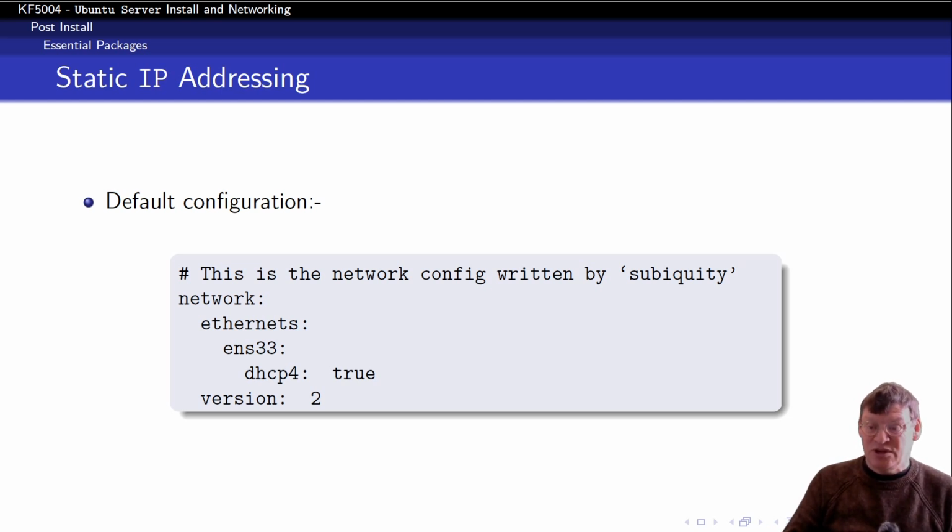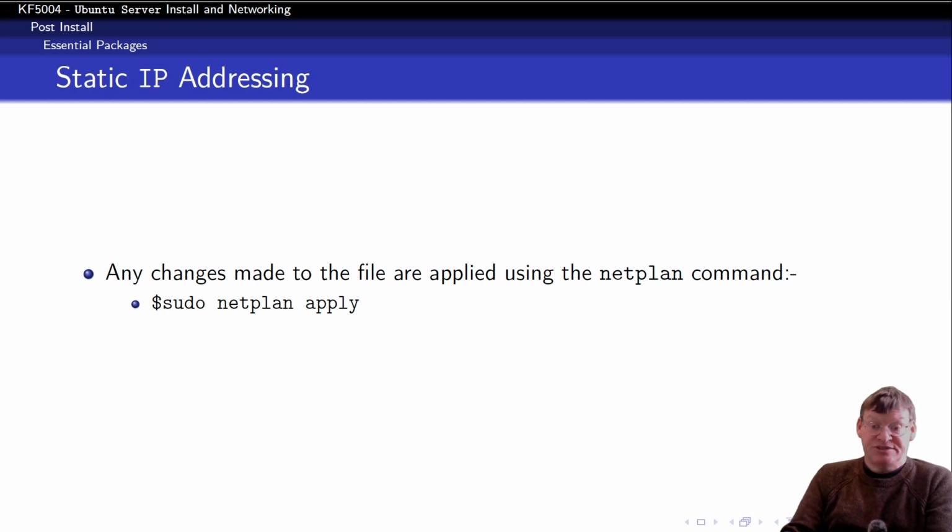What I tend to do is restructure this slightly because where things are in the same indented level, they can be resequenced. So I tend to put version 2 at the top. So the last section I have is all of the Ethernet configurations. Whenever we make any changes to this file, we must execute the command sudo netplan apply, and that will actually action those changes.